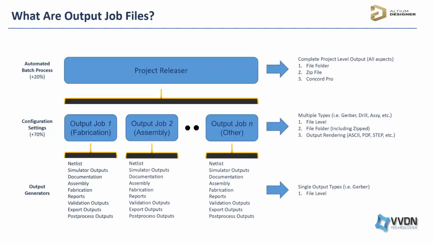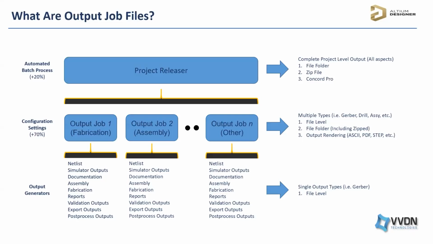So what are output job files? Through Altium Designer we can create output job files. Output job file generation is part of Altium. We introduced these output job features 10 years ago. Under output job generation we can do netlist, simulation, documentation, assembly, fabrication outputs, reports, validation outputs, export outputs. Each and everything we can generate, within a single output job file.